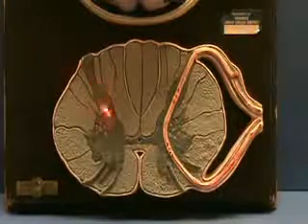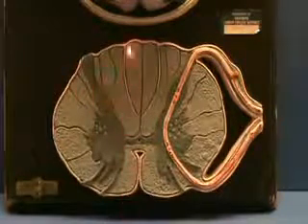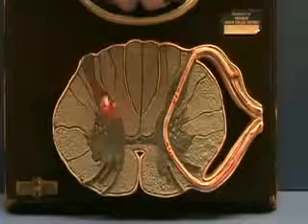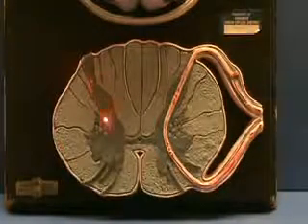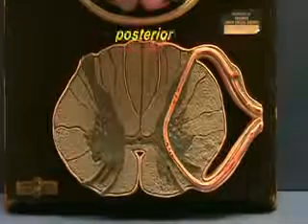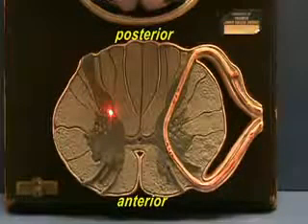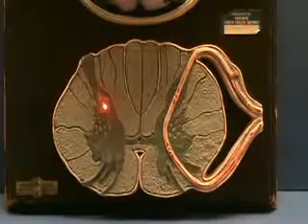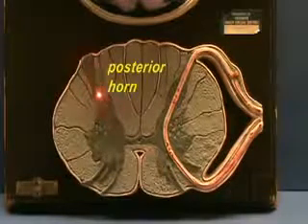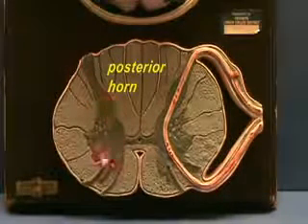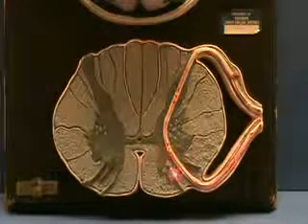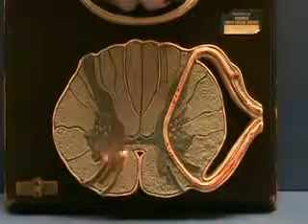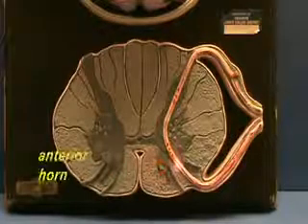So right over here, if we just look at half of this symmetrical configuration, this region of gray matter, which is pointing up posteriorly, this is the back right over here, this is the posterior side, this is the anterior side. This looks kind of like a horn that's extended upward. This is the posterior horn of the gray matter. And this part right over here, which is extending anteriorly or ventrally, this would be your anterior horn.